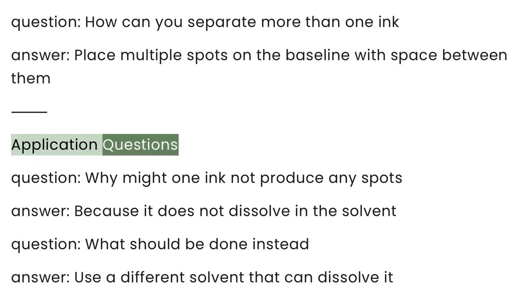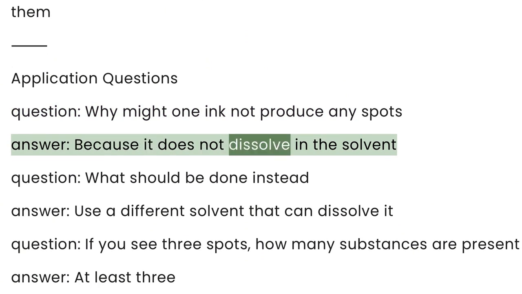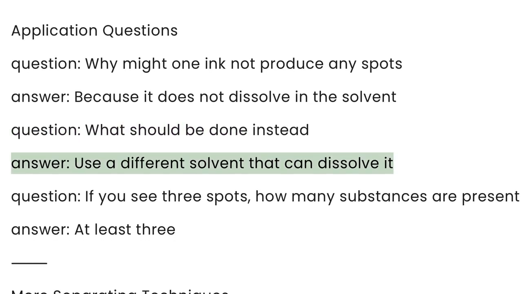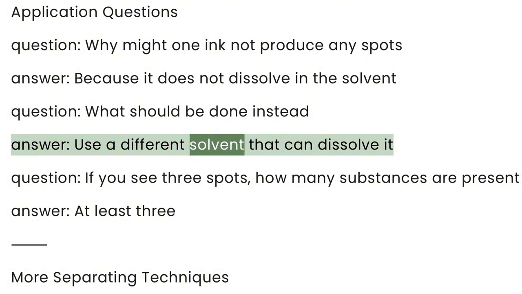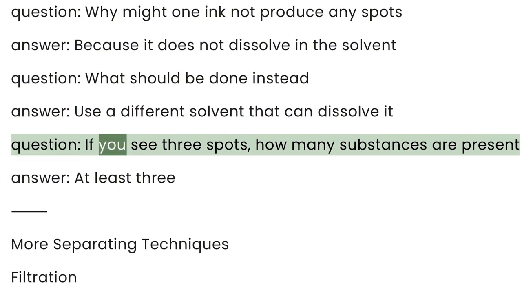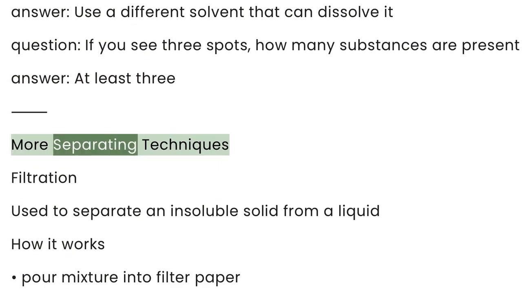Application questions. Question. Why might one ink not produce any spots? Because it does not dissolve in the solvent. Question. What should be done instead? Use a different solvent that can dissolve it. Question. If you see 3 spots, how many substances are present? At least 3.